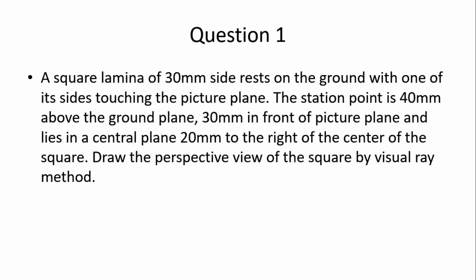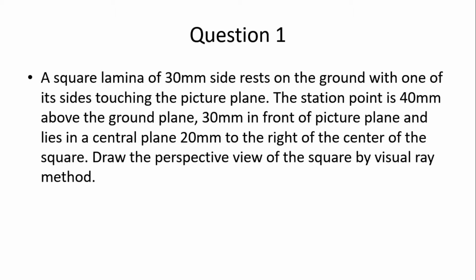By the way, there are two different ways of drawing a perspective projection. One is the visual ray method, and the other one is the vanishing point method. So let's see them by examples. When examples of each method are done, then we will discuss more about the visual ray method as well as the vanishing point method. This example we are doing using the visual ray method.